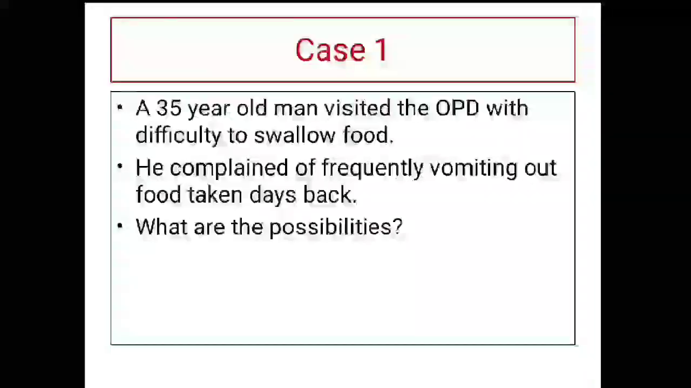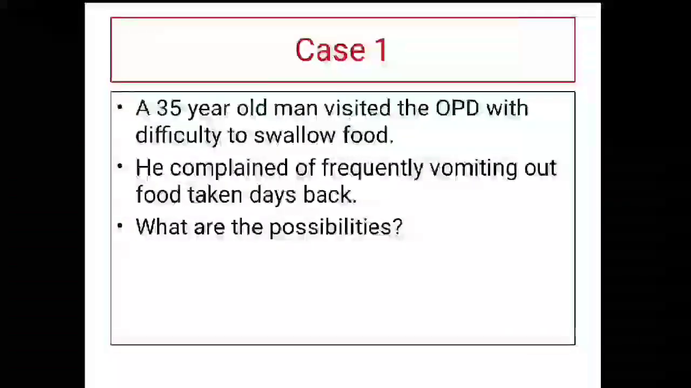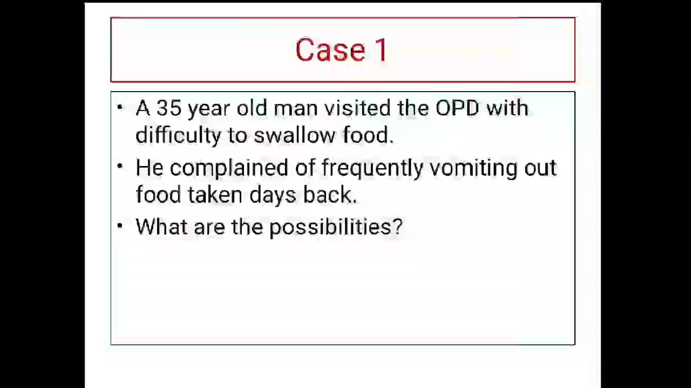The key word here is that the person not only has a dysphagia, that is difficulty to swallow, but also is vomiting out food taken days back. That means the food is facing difficulty in transmission. This typically represents an outlet obstruction. The obstruction can be in the esophagus in the form of esophageal carcinoma, at the lower end of the esophagus in the form of Achalasia cardia, or it can also represent gastric outlet obstruction.